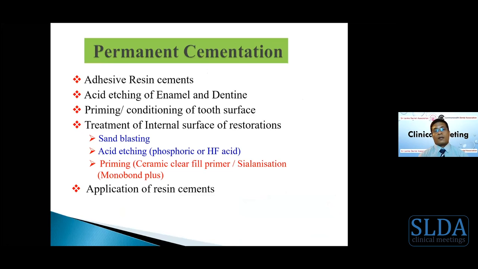Right, when you talk about permanent cementation of your onlays and inlays, you can use adhesive resin cements, and they are more popular than conventional cements now. In conventional resin cements, you have to do etching and priming of the tooth surface. That is a must before cementation. Pre-treatment of the intaglio surface of the restoration should be done either by acid etching, sandblasting with air abrasion using alumina, or you can use silane coating agents. After that, you can apply resin cements to fix your crowns, onlay or inlay restorations to the tooth preps.